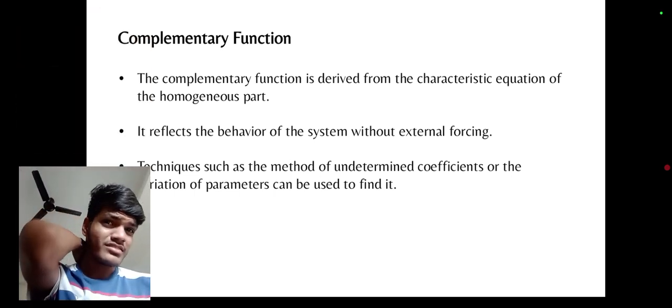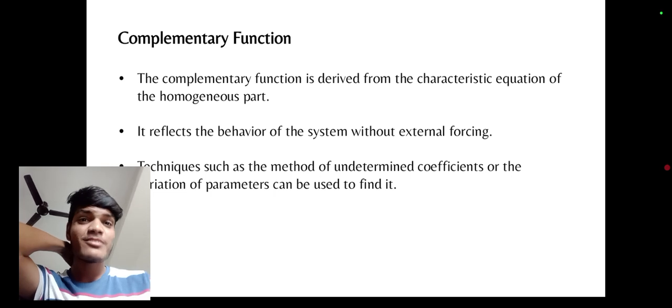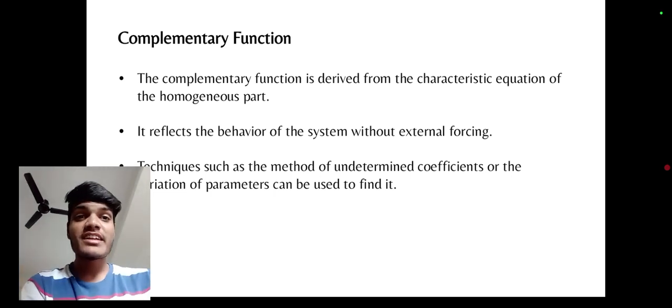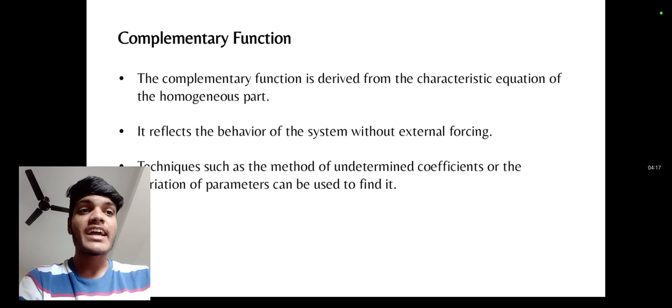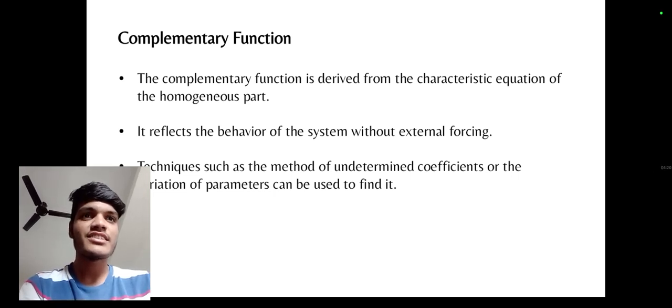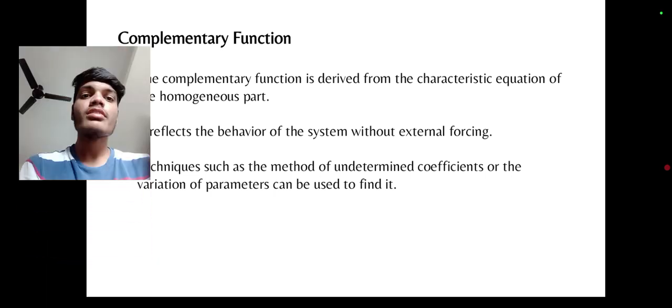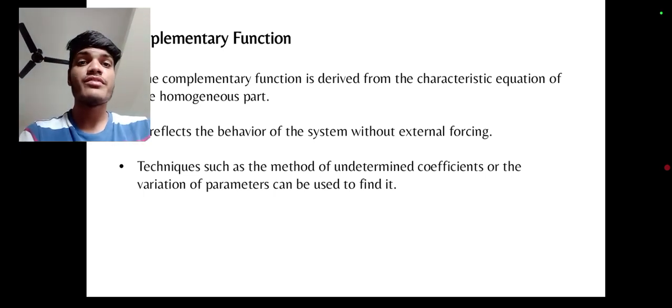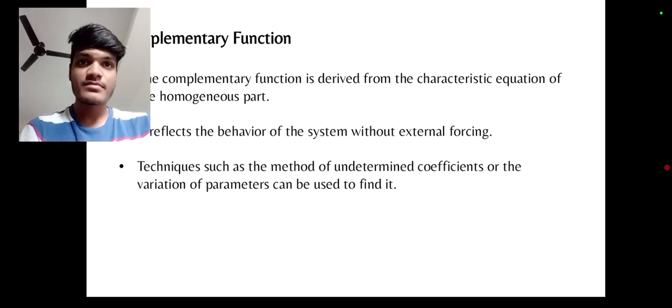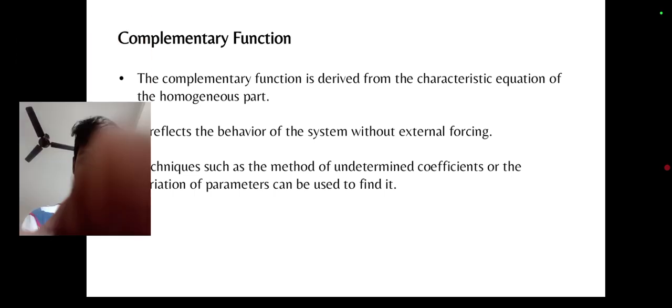Now here we learn a new term, the complementary function. The complementary function is derived from the characteristic equation, which we know is a lambda equal to 0. It is derived from the characteristic equation of the homogeneous part. It reflects the behavior of the system without external forcing. Techniques such as the method of undetermined coefficients or the variation of parameters can be used to find it.